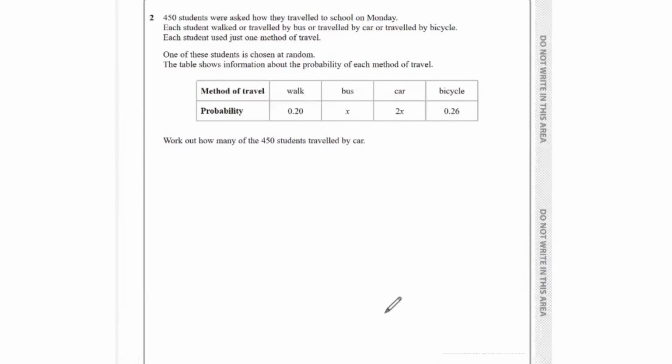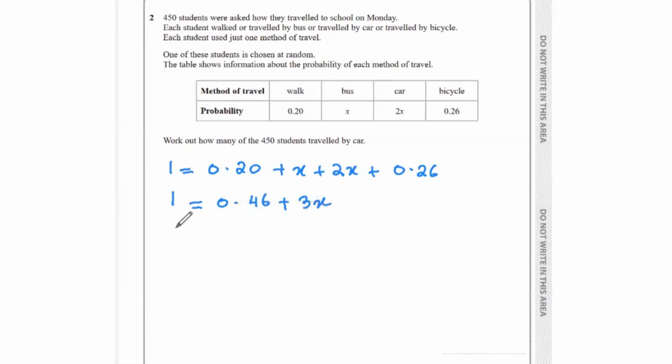So remember, the total probability of an event happening, like in this case, which is the student going to school, is equal to 1. So in going to school, the student can either walk, take the bus, car, or bicycle. Hence, 1 equals 0.20 plus x plus 2x plus 0.26. So that's going to be 1 equals 0.46 plus 3x. Take the 0.46 to the other side. So 1 minus 0.46 equals 3x.